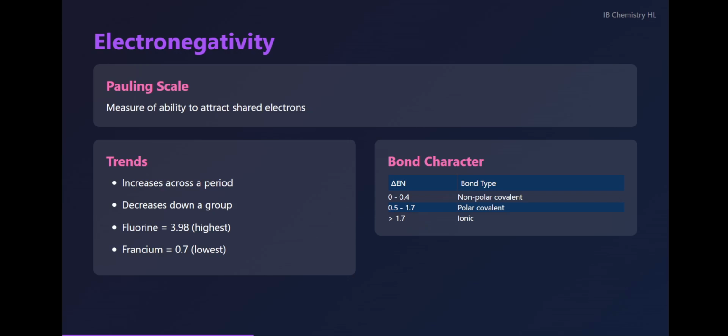Electronegativity is a measure of an atom's ability to attract shared electrons in a chemical bond. The Pauling scale is commonly used, with fluorine being the most electronegative at 3.98 and francium the least at 0.7. The difference in electronegativity determines bond type. 0 to 0.4 indicates non-polar covalent bonds. 0.5 to 1.7 indicates polar covalent bonds. Greater than 1.7 indicates ionic character. For example, hydrogen fluoride has a difference of 1.9, making it highly polar. Water has polar covalent bonds, with oxygen being partially negative and hydrogen partially positive.